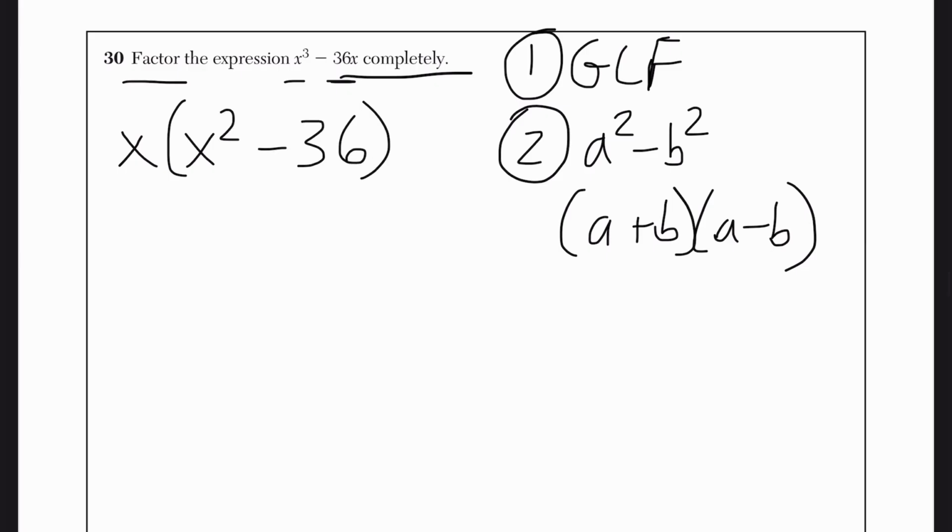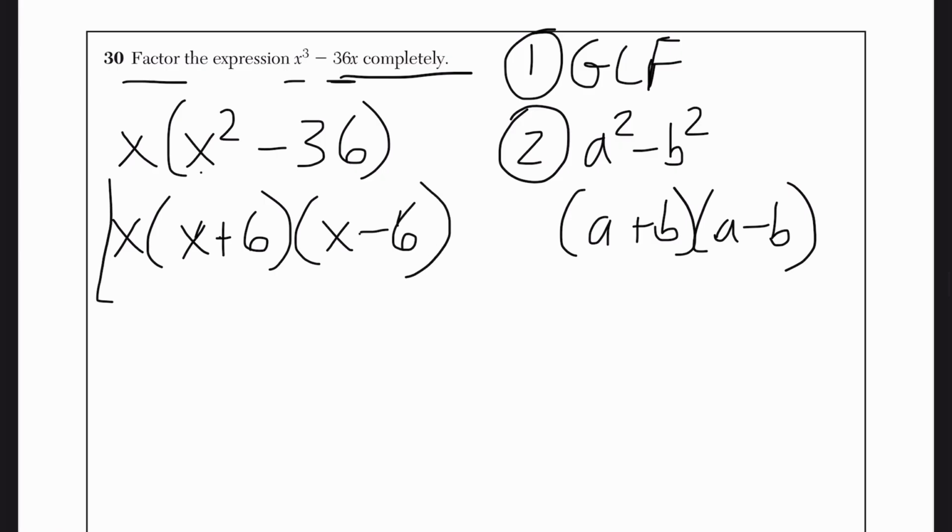And now you should be very happy because you have 2 perfect squares. X squared, that would represent a squared, so x is a, and 36 would be b squared. So 6 is b. They're square roots. So you're just going to split this into x plus 6, x minus 6. And that's it. That's full credit.